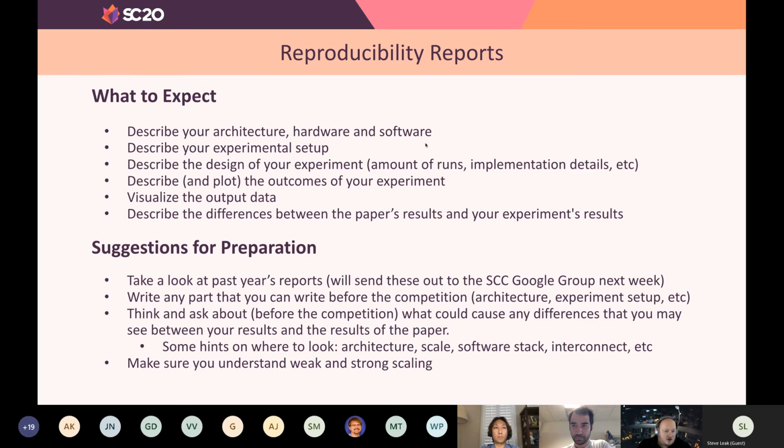Some hints on where to look: maybe architecture, scale, software stack, interconnect. There are a lot of places, and of course Mert gave you a big hint that this code is memory bound, so that's something you would probably need to look at. And also do some strong and weak scaling. You should do strong and weak scaling for every application, if I'm being honest, just so you understand the characteristics of the application. At a certain point, this competition is all about understanding the characteristics of the application and matching that with the characteristics of the architecture that you end up using. So concentrate on that. I think it will pay off quite a bit.